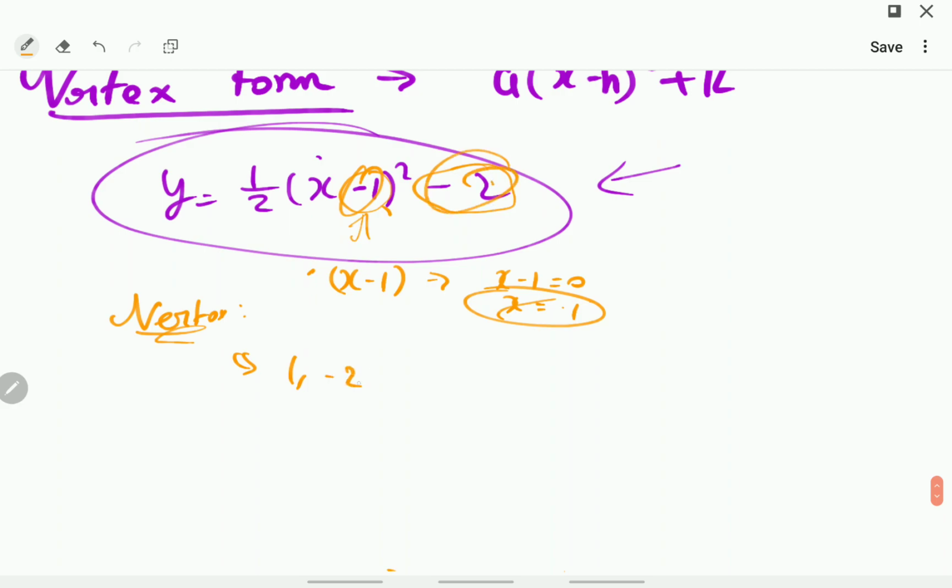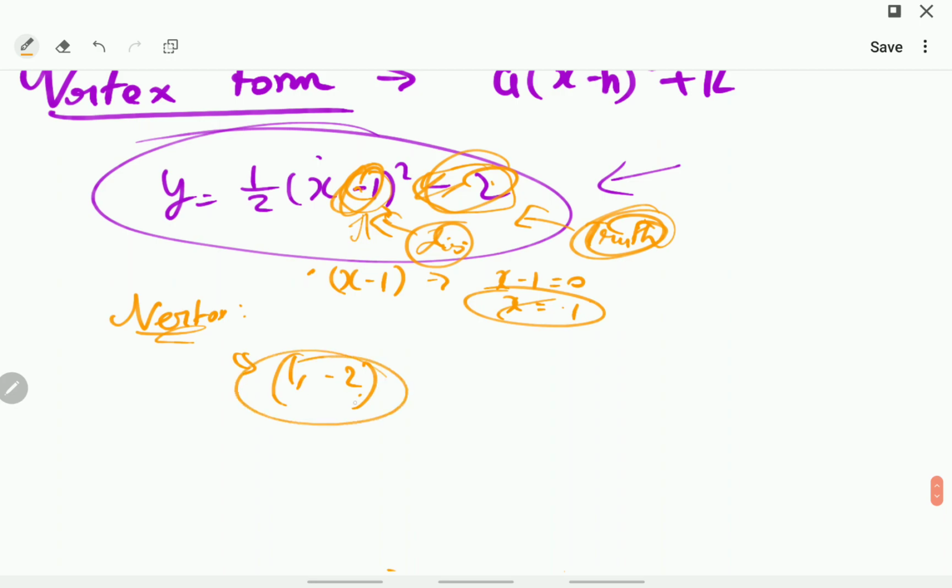What's that? Minus 2. Yeah, I know that's confusing. So why did we not opposite this one? Well, think of it as the first one always lies, the second one always tells you the truth. So minus 1, bam, opposite, and minus 2, you keep it as it is. So the vertex is at 1 comma minus 2. Simple.